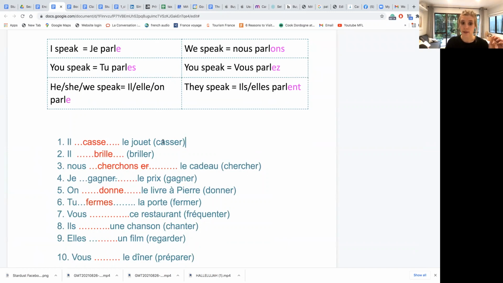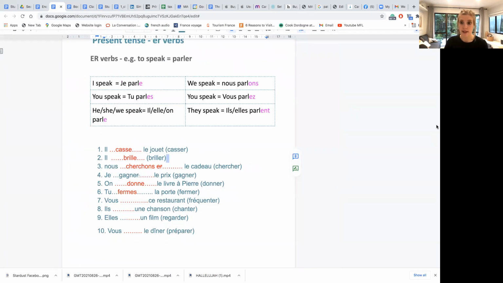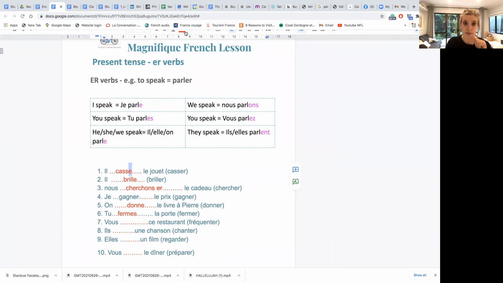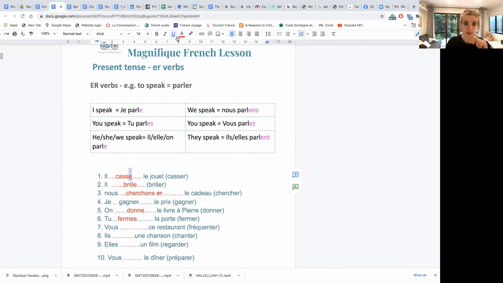So we go, okay, it's an ER verb. We have il. So we need to look up above and we see where it says il. And you see how we've dropped the ER and we just added back the E. So we do the same thing here. So we put il casse. So that's the answer. So I'll underline the E because we'll say that that is the ending. Okay. And then maybe I'll pop it. Voilà, in noir, that will stand out.